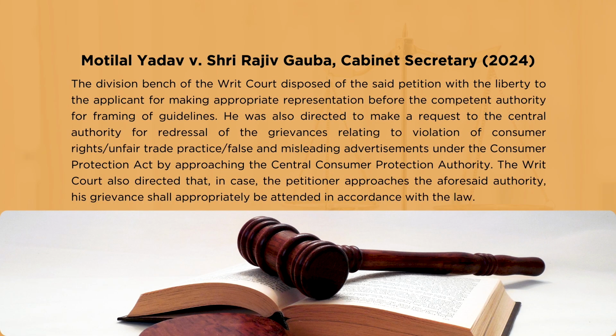The division bench of the writ court disposed of the said petition with the liberty to the applicant for making appropriate representation before the competent authority for framing of the guidelines. He was also directed to make a request to the central authority for redressal of the grievances relating to the violation of consumer rights, unfair trade practices, false and misleading advertisements under the Consumer Protection Act by approaching the Central Consumer Protection Authority. The writ court also directed that in case the petitioner approaches the aforesaid authority, his grievance shall appropriately be attended in accordance with the law.